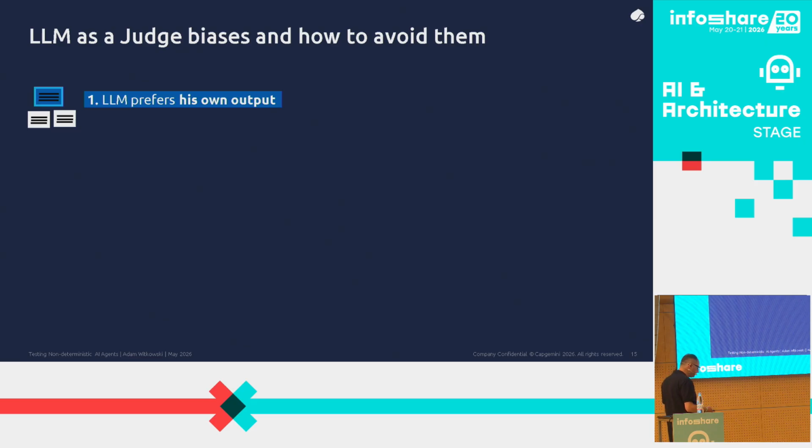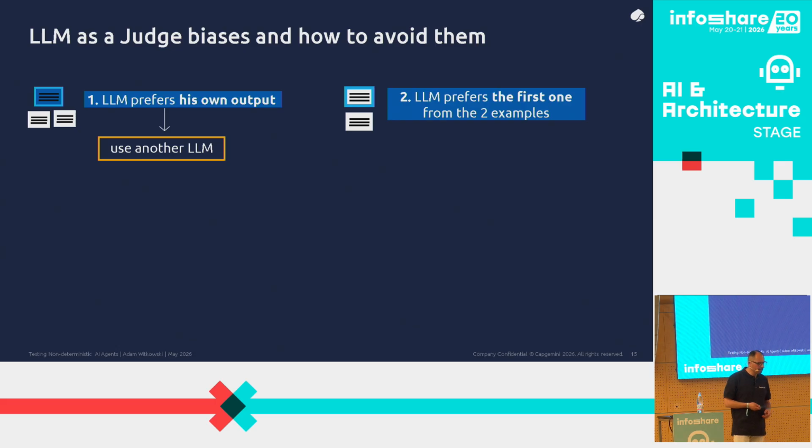So the LLM prefers its own output. Right? We can call it a narcissistic LLM. This is very easy to solve because, let's say my agent is using Mistral, so I will use a different model for the judge. Solved. Right? Just use a different LLM, bias solved.